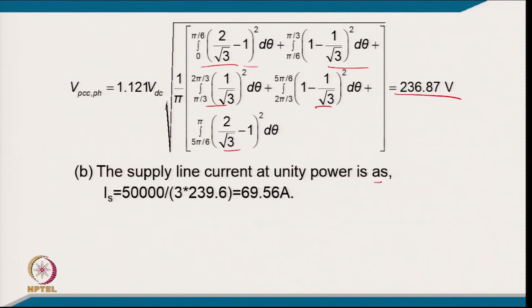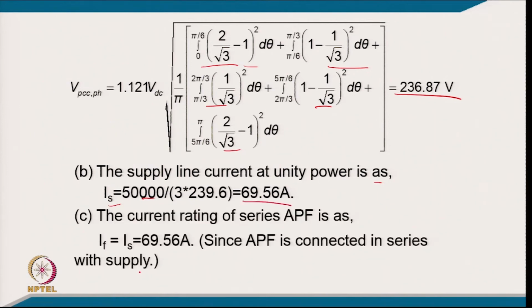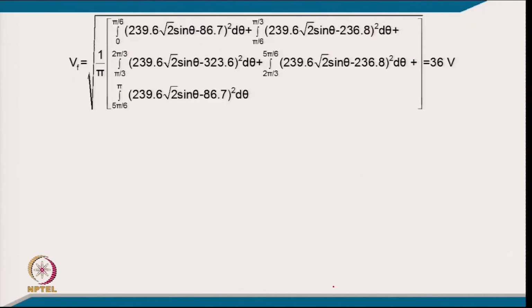The supply line current at unity power factor is IS equal to active power 50 kilowatt divided by 3 into phase voltage 239.6, with power factor unity. So, the supply RMS current comes to 69.56. The current rating of the series active filter is IF equal to IS, that is 69.56 ampere, since the active power filter is connected in series with the supply. And the RMS voltage rating of the series active filter is calculated again here, 2 upon 2 pi.